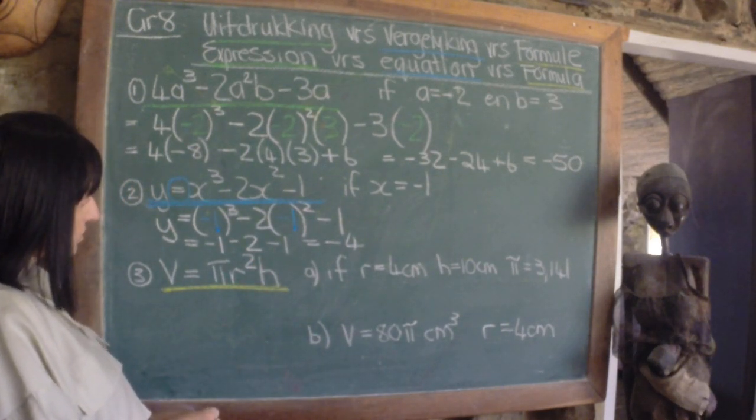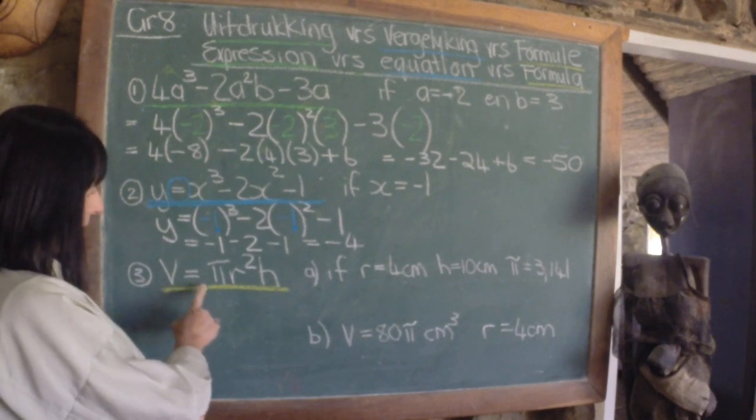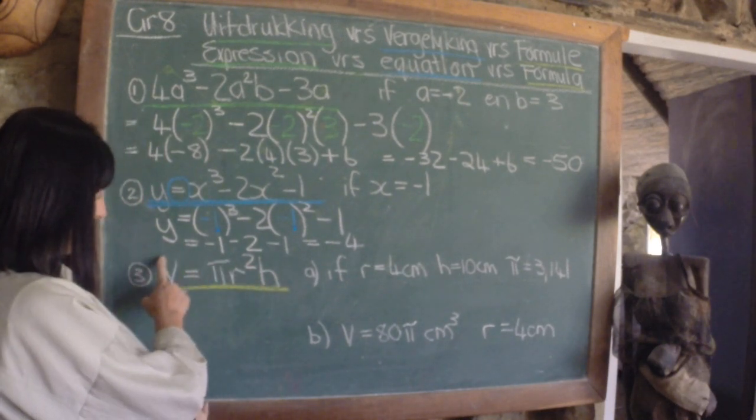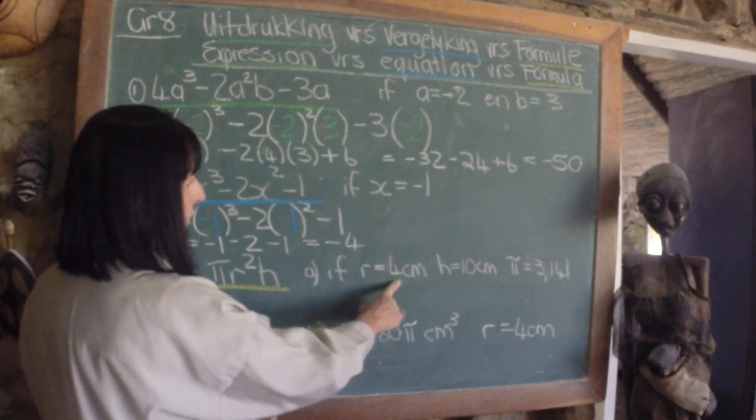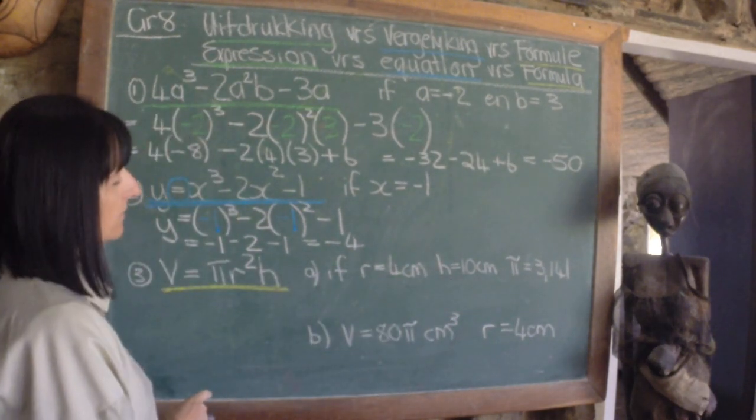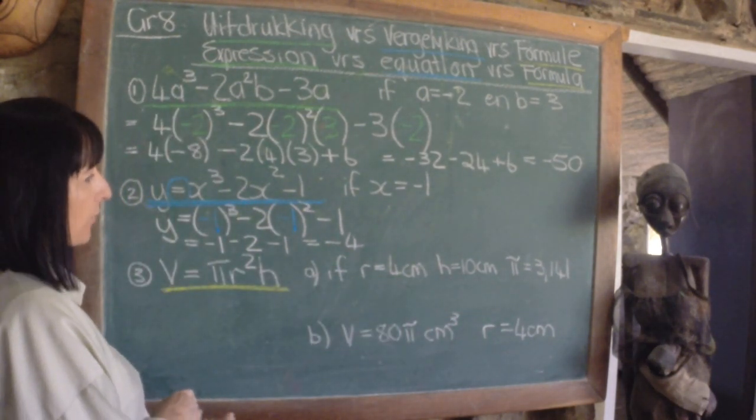So now they want you to determine the volume of a cylinder, if the radius is 4, the height 10 and P they give you as 3,141.